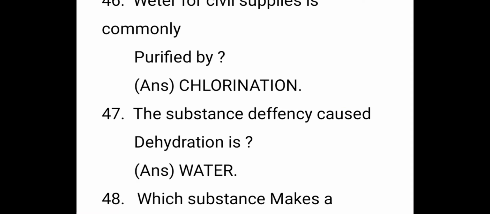Water for civil supplies is commonly purified by chlorination. When drinking water, we have to kill some bacteria that may be present. When chlorination takes place, the bacteria are removed, so we can drink the water without any harm.